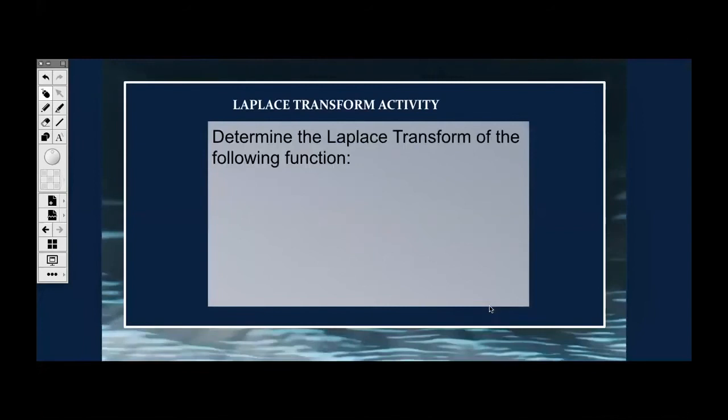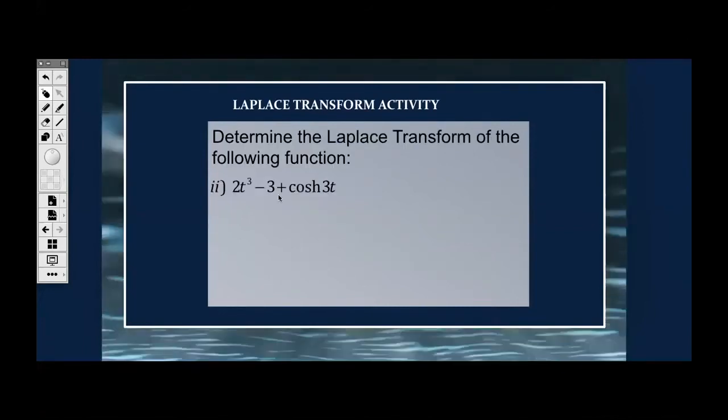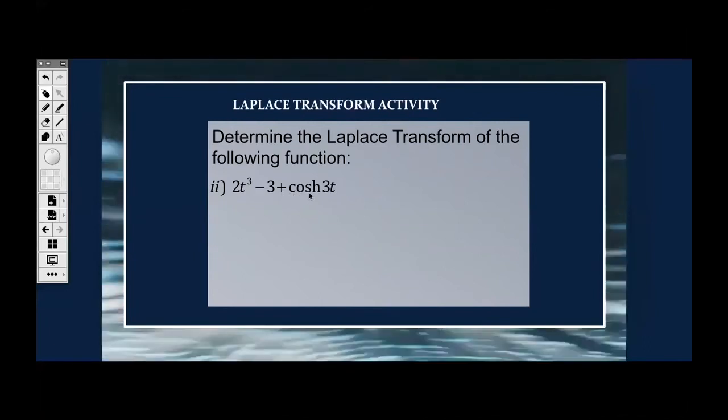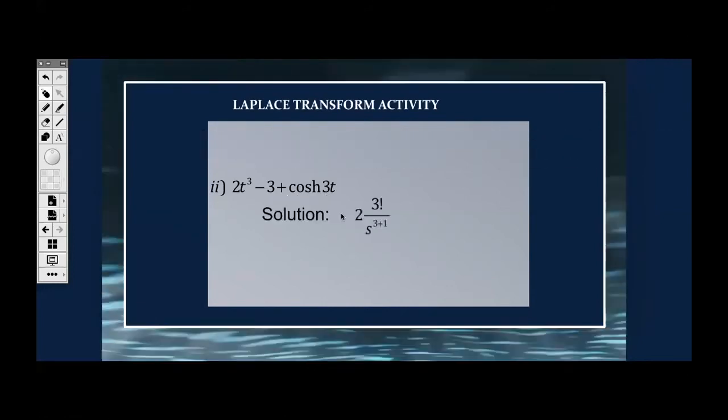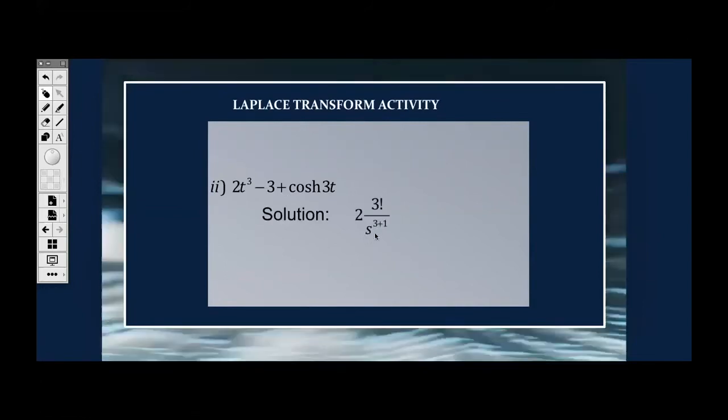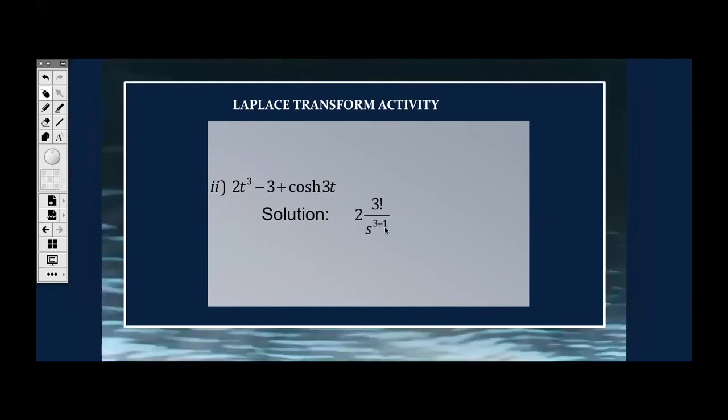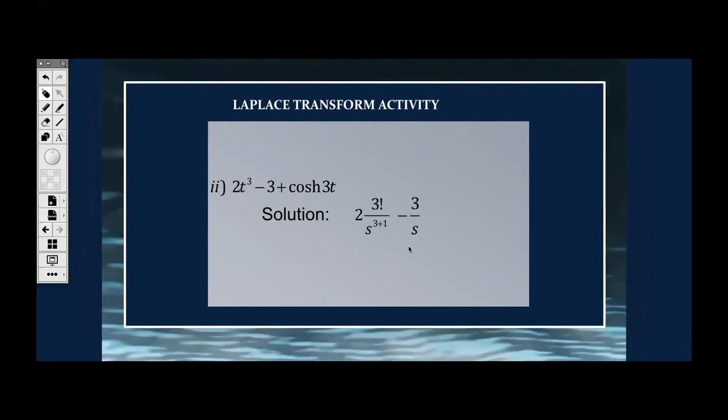Let's look at another activity where we're going to find the Laplace transform of 2t cubed minus 3 plus hyperbolic cos 3t. Again, from the previous formulae that we just discussed, we know that t cubed is 3 factorial over s to the 3 plus 1, while the transform of 3 is 3 over s. Remember, I did it where 3 is the same thing as 3 times 1. Also, we have the hyperbolic cos 3t will be s over s squared plus 3 squared, which is 9.